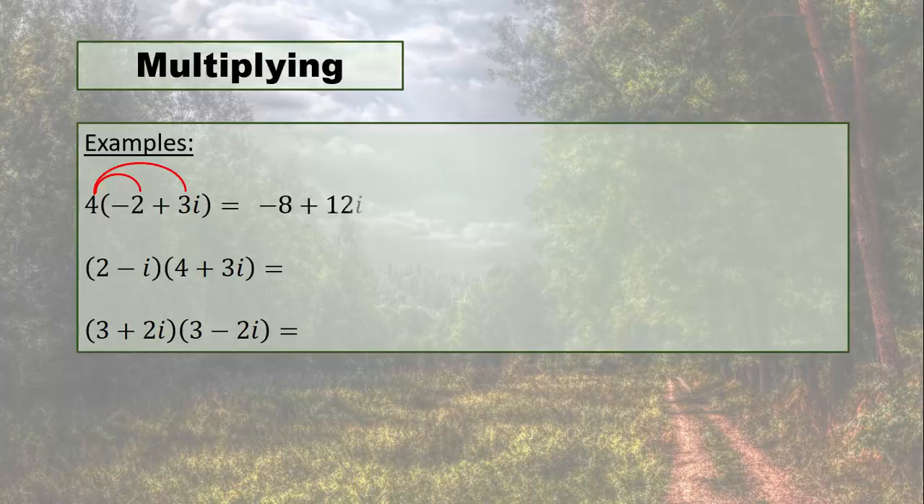All right, distribute. 4 times negative 2 is negative 8. 4 times 3i is 12i. Boom, negative 8 plus 12i.